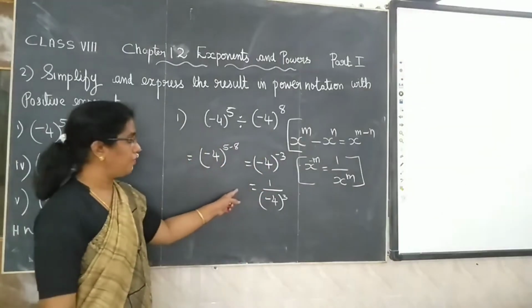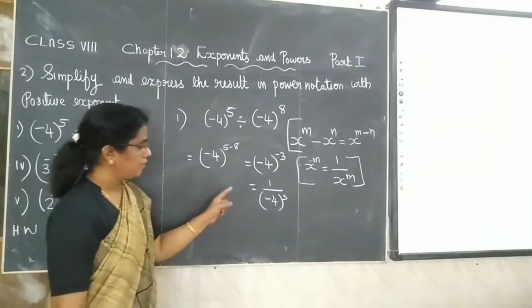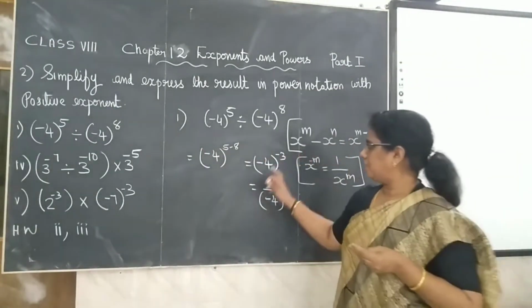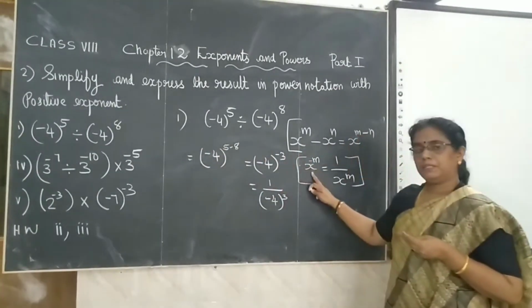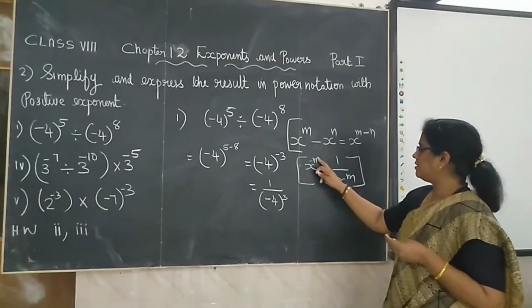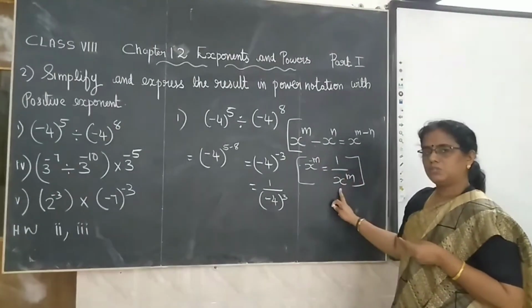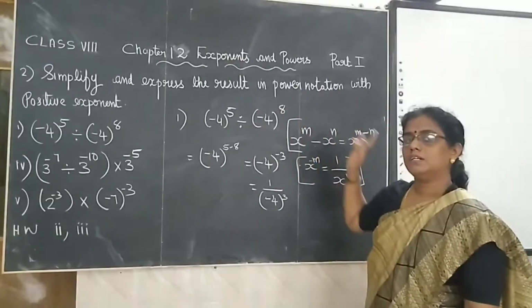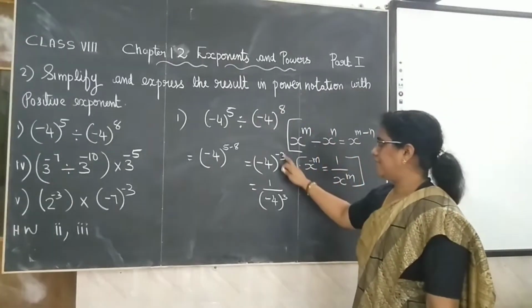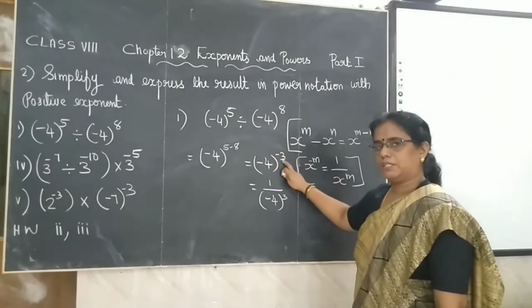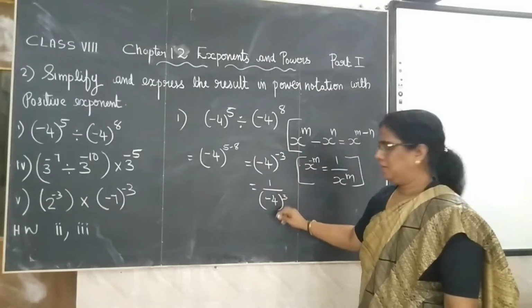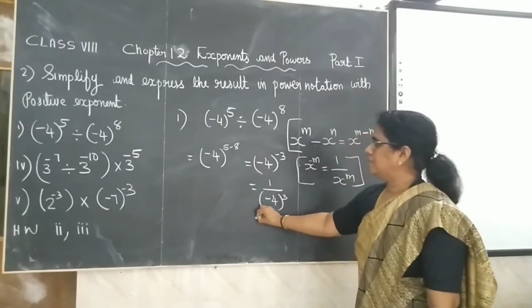So this becomes 1 by (minus 4) whole raised to 3. Here the power was negative, so we apply the property: x raised to minus m is 1 by x raised to m. In the question it is given, write with the positive exponent. Here it is a negative exponent, so we can change it into positive by taking 1 by. So this is the answer.